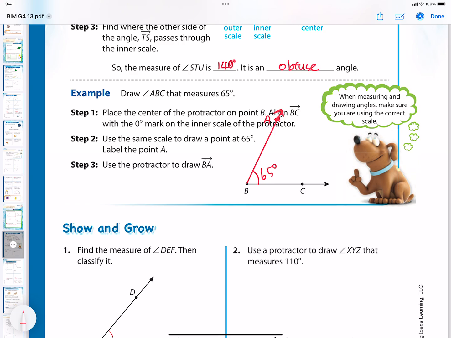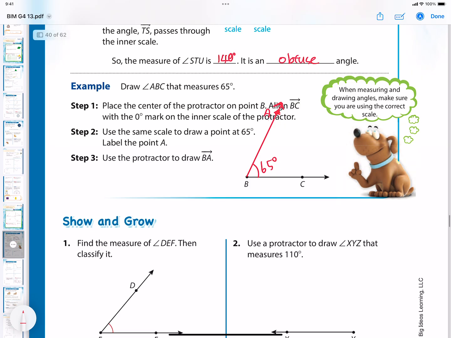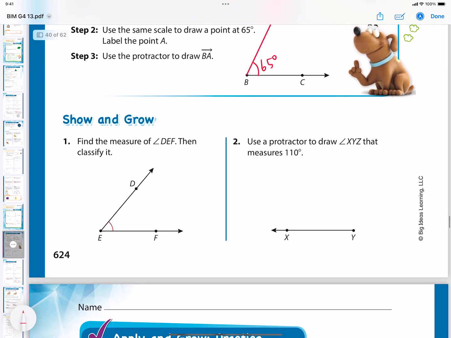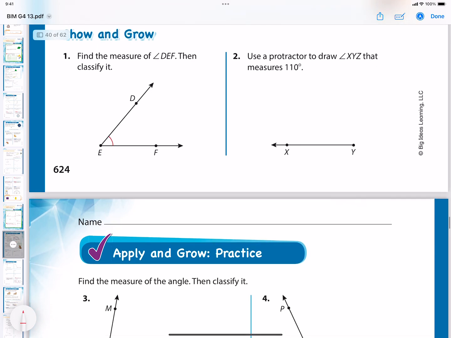When measuring and drawing angles, make sure you are using the correct scale, which is inner scale or outer scale. All you need to do is think about obtuse angle or acute angle, and then use the number. Acute is less than 90. Obtuse is greater than 90 degrees. But if it's a straight line, that's 180. It's not obtuse or acute. It's a straight line, a straight angle too.